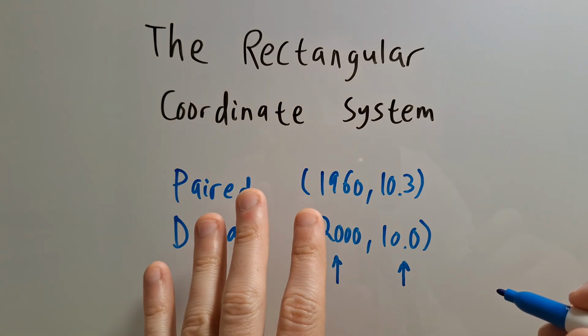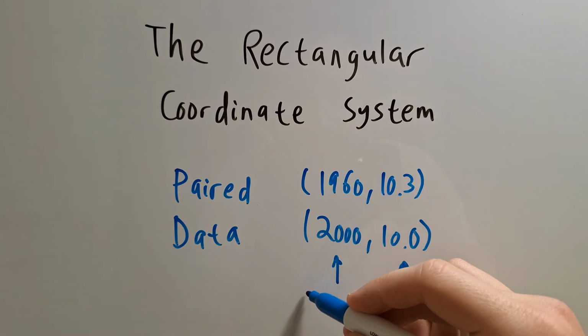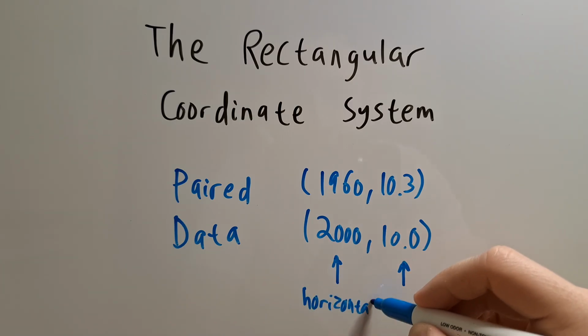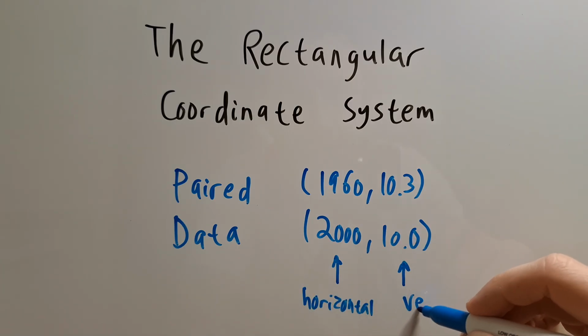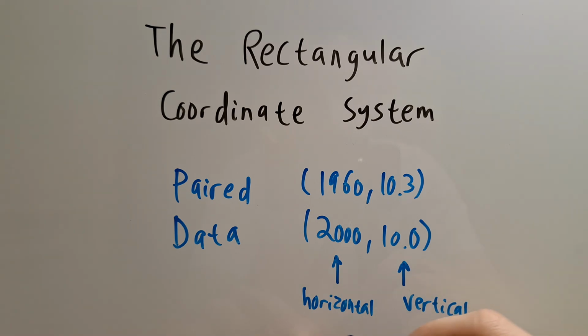So this shows paired data. Remember, horizontal, and then vertical. One other way to remember would be that alphabetically, H comes before V in the alphabet. So horizontal distance first, followed by vertical distance.